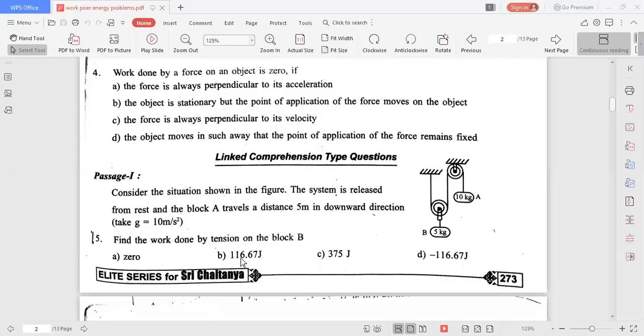Here there is no answer in the options. You modify this answer, just change the option, because there is a key mistake. Here you see, option B is given as 116.67. It's not 116.67, it is 166.67. You note that 166.67 is the answer. Okay, next.